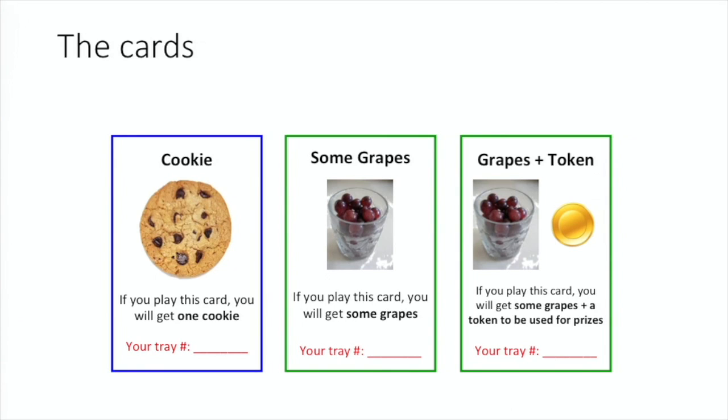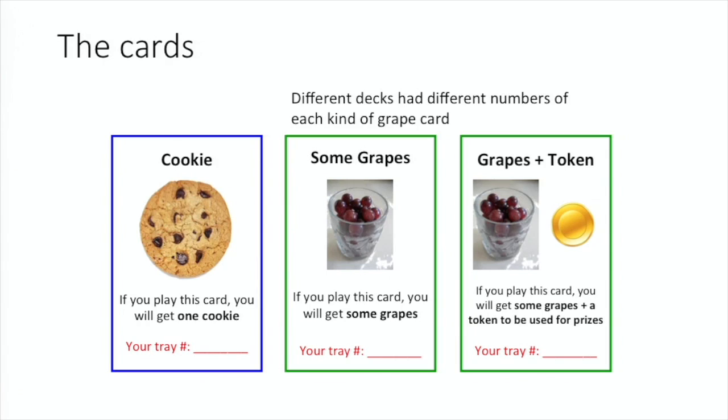This is what the cards look like. So the cookie cards are blue, and then there's 2 types of grape cards. There's the grape card that just has grapes on it, and the grape card that also has a token. And every single child in all of the treatments is told that if they end up choosing a card with a token on it and they play that card, then they also get a gold token, which they can either keep or exchange for a couple of other different toys, similar to the ones that I showed you before. And they can't choose a grape or a grape plus token. They just pick it from a deck.